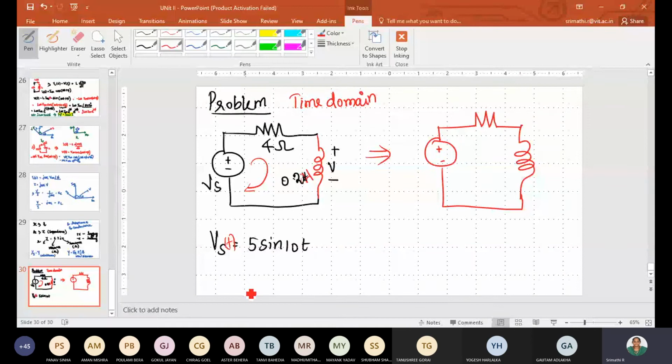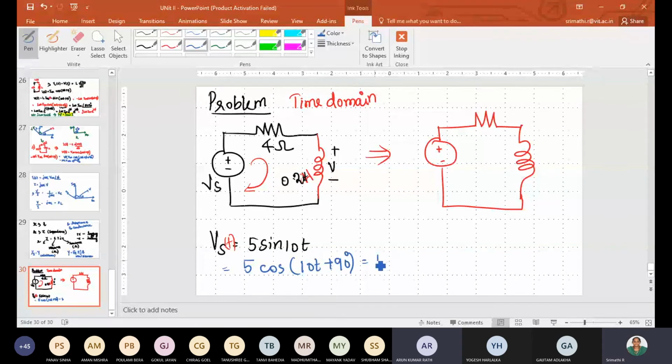Now, what is your 5 sin omega t? How will you represent 5 sin omega t? First, we'll convert it to cos. 5 cos of 10t plus 90. Then, what is the next step? Minus 90. Oh yeah, minus 90. Sorry, minus 90.